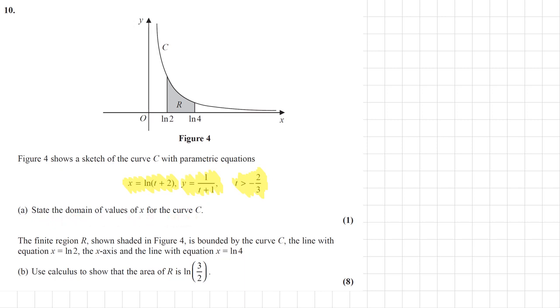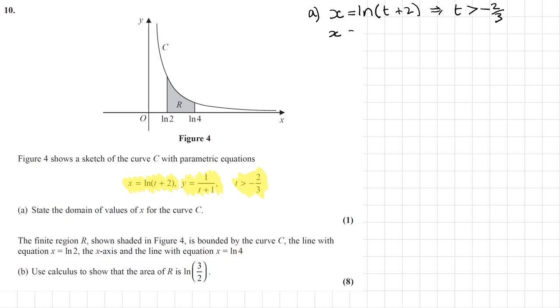Now if we're trying to find the domain of a parametric function, it's going to be the x part of the parametric function that's going to give us the domain, because the x is like the input values, the domain is the input values. So we need to look at the value of t that's going into this, that's going to help us find what I'm going to call the edge of the domain. Where does the domain start or finish? So t needs to be greater than negative 2/3. So to find the edge of the domain, I'm going to replace this t here with negative 2/3.